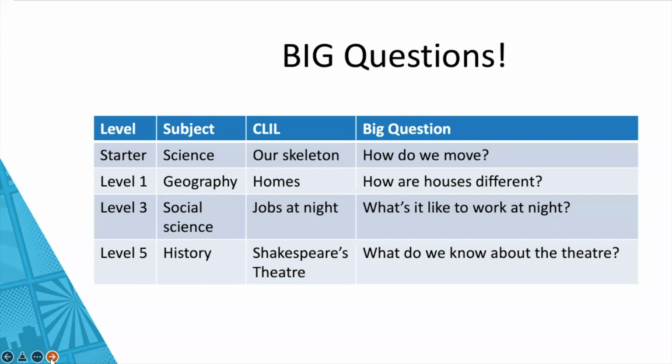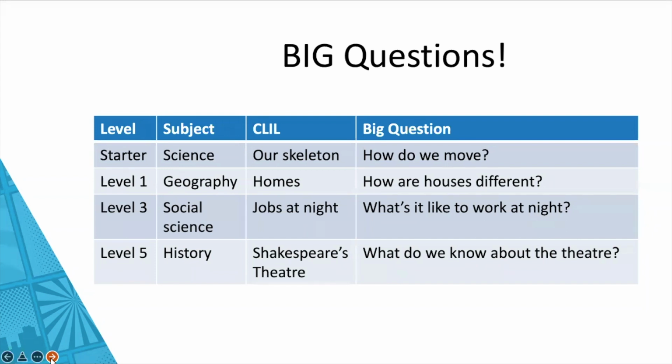Okay, well, thank you for those. I would also agree with that, but there are possibly some more reasons which I'll share with you shortly. So my other examples here are starter level science, Skeleton: how do we move? This explores the science topic of the skeleton, and the big question enables students to express their ideas by making physical responses at starter level, as well as showing the verbs of moving. And you'll see this in the next slide.